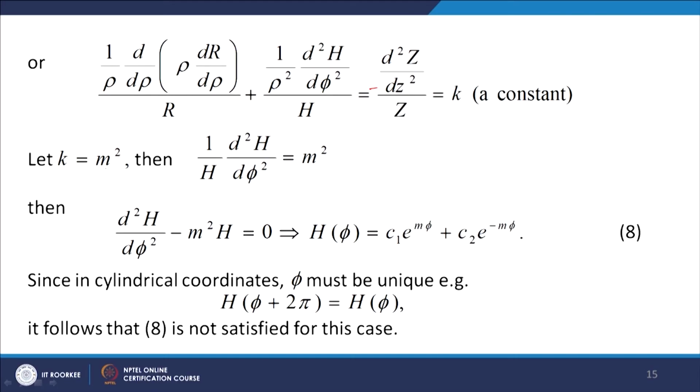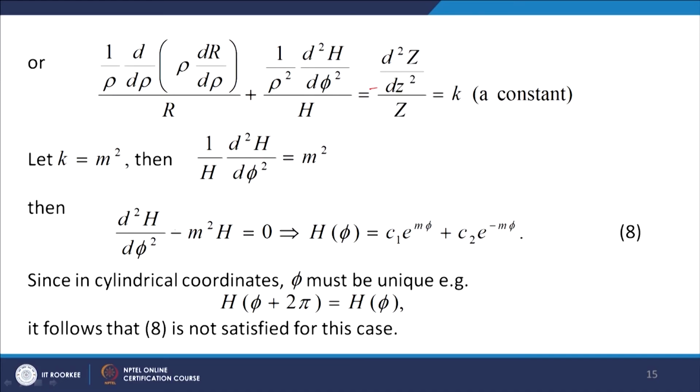Now let us take the constant to be equal to m squared. Then 1/H d squared H over d phi squared equals m squared, another constant. Then d squared H over d phi squared minus m squared H equals 0 gives H(phi) equal to c1 e to the power m phi plus c2 e to the power minus m phi. Now in cylindrical coordinates phi must be unique, so H(phi plus 2 pi) should be equal to H(phi). But if you replace phi by phi plus 2 pi, you do not get back H(phi), and therefore this solution is not appropriate for our problem.